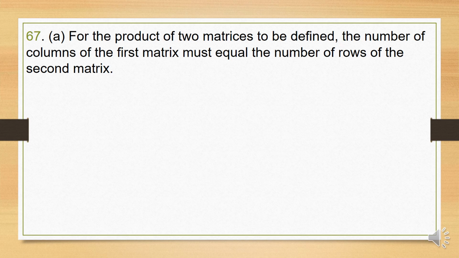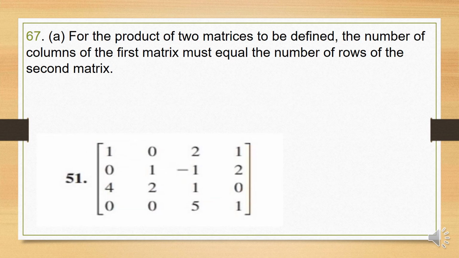We have A and B. First, letter A. For the product of two matrices to be defined, the number of columns of the first matrix must equal the number of rows of the second matrix. So we have an example here of a 4 by 4 matrix, and it has 4 rows, which is M, and 4 columns, which is N.